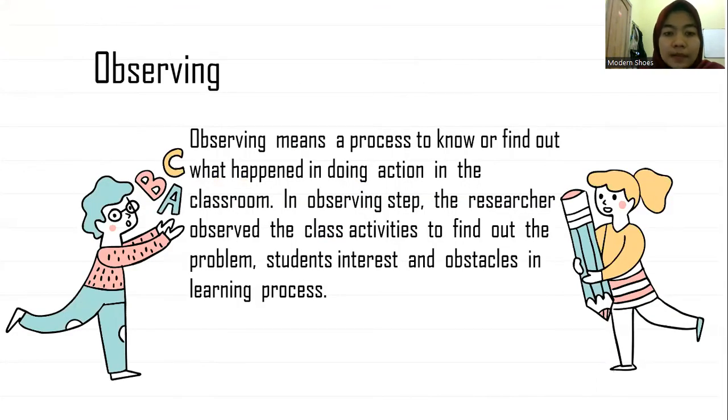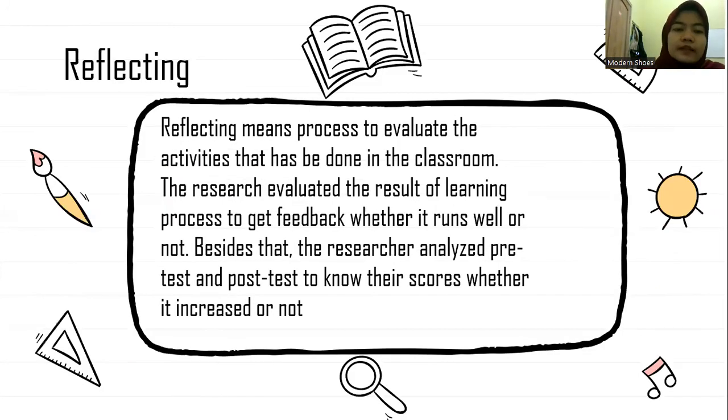Observing. Observing means a process to know or find out what happened in doing the action in the classroom. In the observing step, the researcher observed the class activities to find out the problems, students' interests, and obstacles in the learning process.